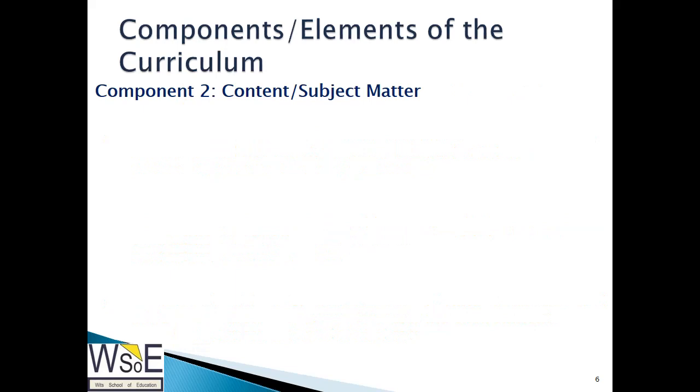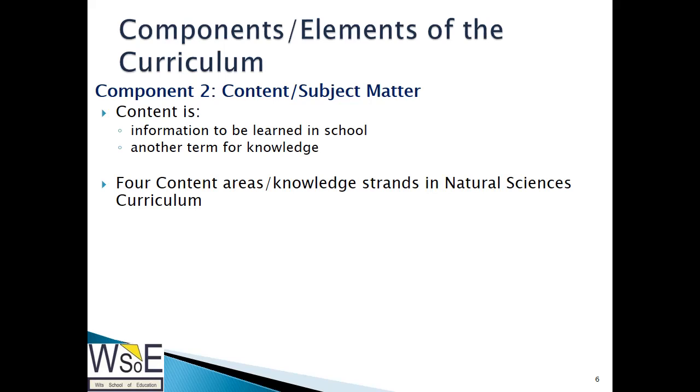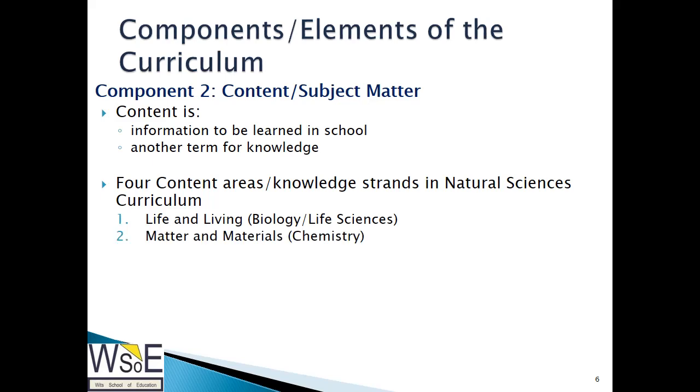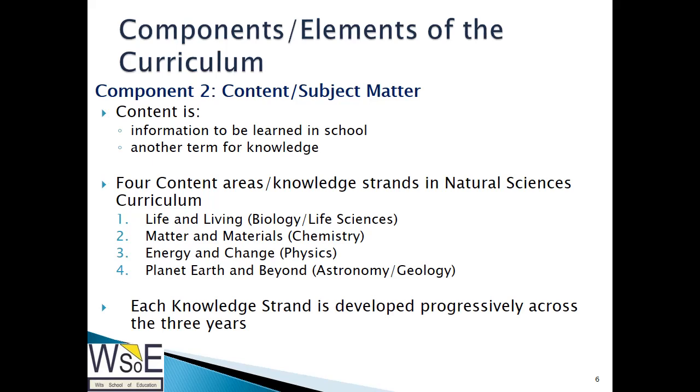Now let's look at component 2, the content or subject matter. The content is the information to be learned in school. It's another term for knowledge. The 4 content areas or knowledge strands in the natural sciences curriculum are life and living, which is biology or life sciences, matter and materials, which is chemistry, energy and change, which is physics, planet Earth and beyond, which is astronomy and geology, and each knowledge strand is developed progressively across the 3 years.